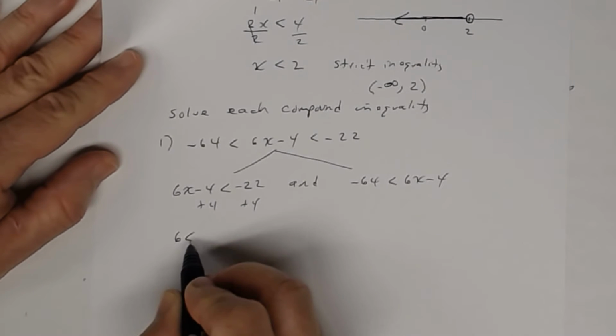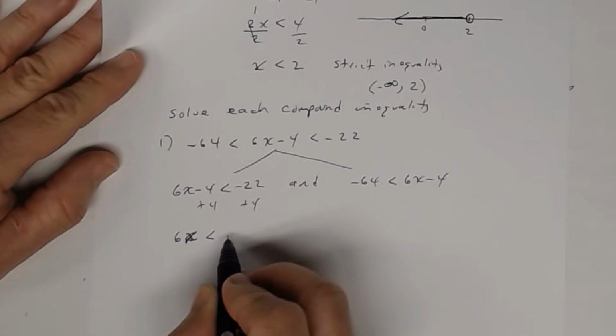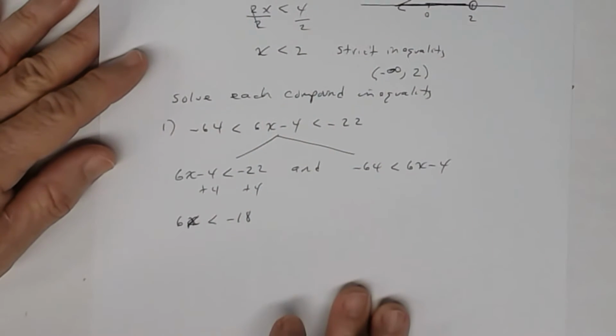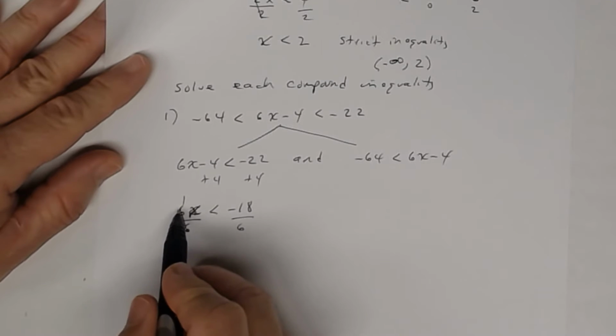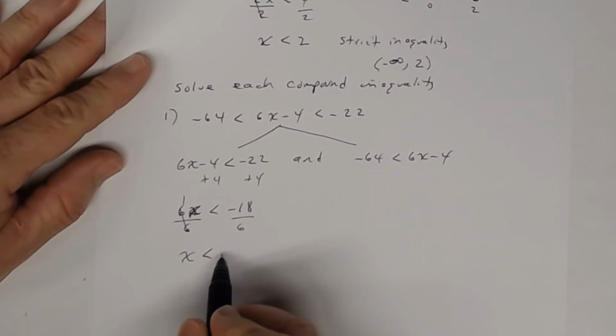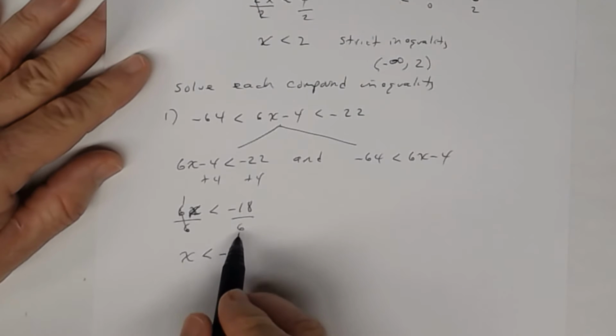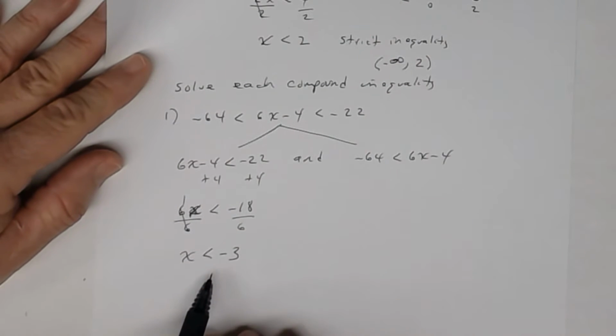And so I get 6x is less than negative 18, right? Divide both sides by 6. 6 divided by 6 is 1. 1 times x is x. I get x is less than negative 3. So negative 18 divided by 6 is negative 3. You have to reduce it.